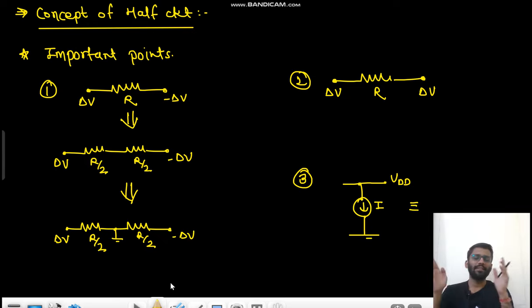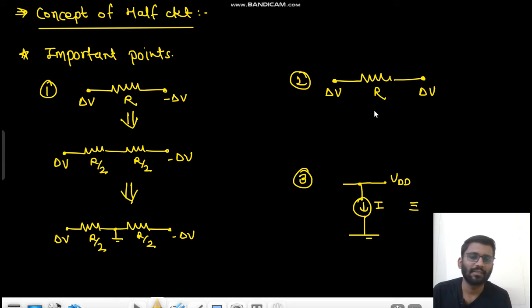Reduce the R into 2 series R by 2, R by 2, and then I just replaced it. This is R by 2, this is R by 2, and the middle one is grounded, because if this is delta V and this is minus delta V, this will be zero potential, right? Just apply superposition: delta V by 2 minus delta V by 2 is zero. So this is what I can do, right?